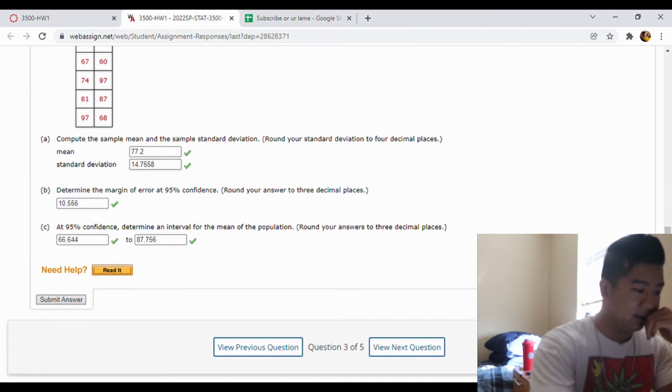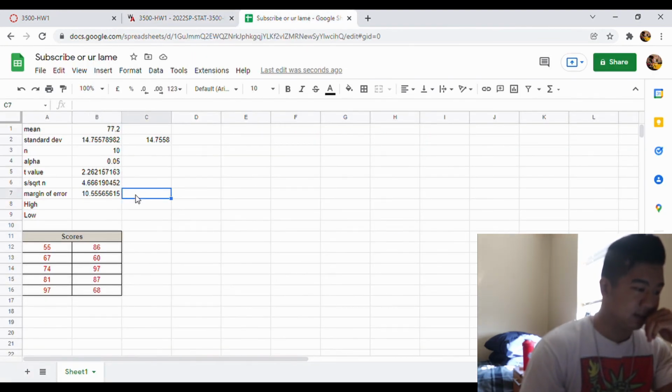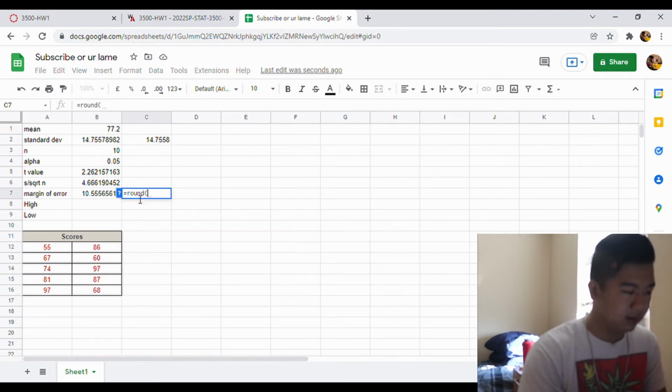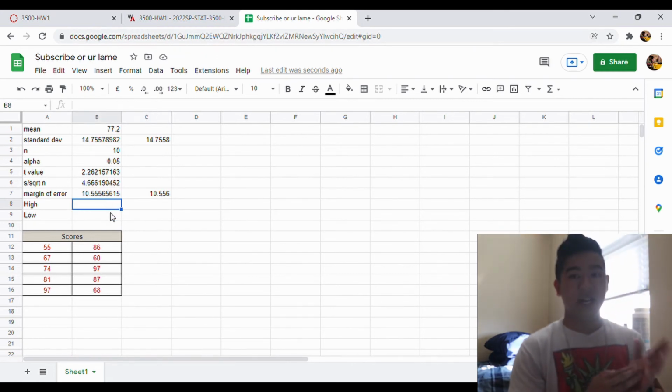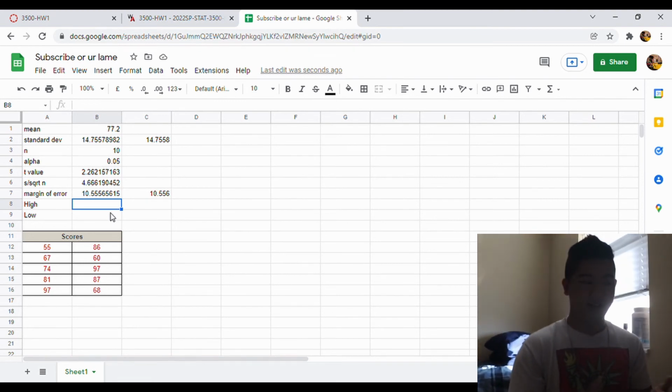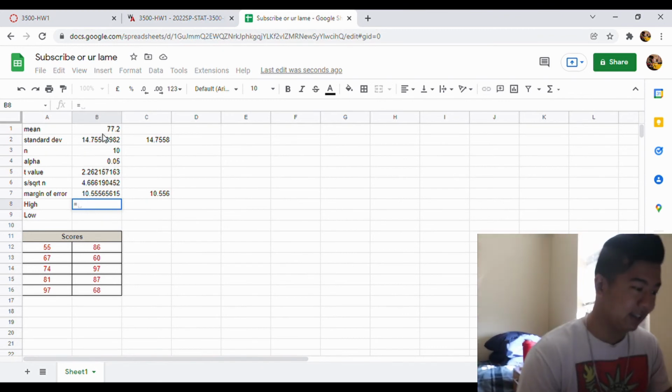So it says round to 3 decimals, and we get 10.556. Let's round this to 3 decimals, 10.556. So then our margin of error is plus or minus that margin of error. Our mean plus or minus the margin of error. So our high is going to be our mean plus the margin of error. And then our low is going to be equal to the mean minus the margin of error.